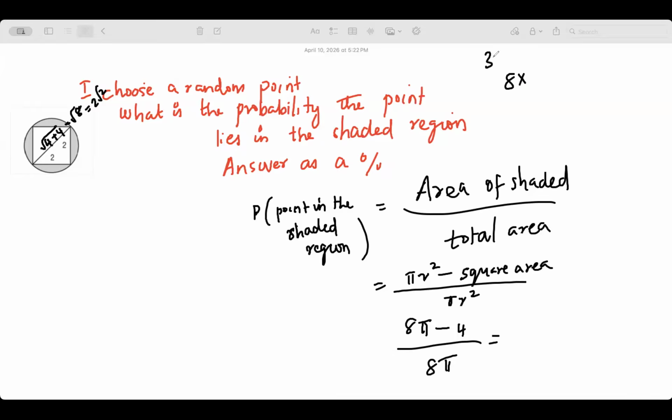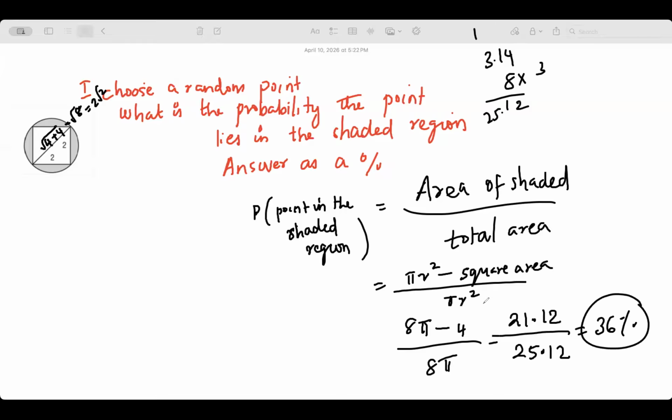8 times 3.14, right? 4, 8 4s are 32, 3 8s are 24, plus 1, 25. 25.12 minus 4. 21.12 divided by 25.12. So it will be around 36 percent.